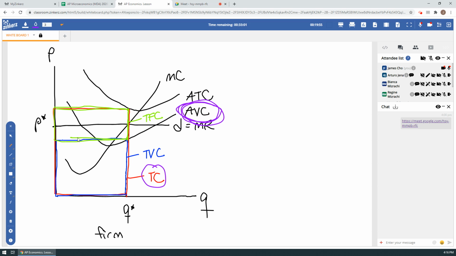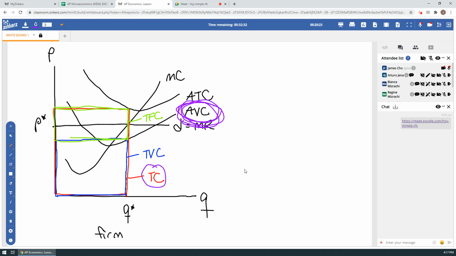So I know it's annoying, but you just have to put in the work. Okay, so I hope now you're starting to see why we draw everything that we do. We draw in the marginal revenue and the marginal cost to come up with the Q star. We draw in the average total cost curve from there to figure out if we're making profits or losses.